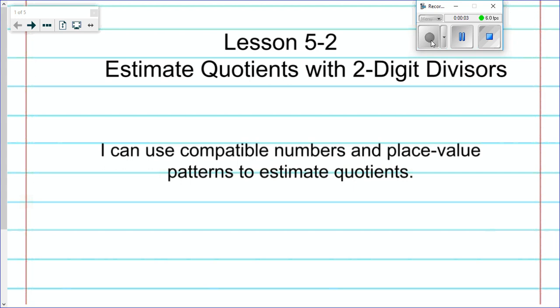Hi, welcome to Lesson 5-2, Estimate Quotients with Two-Digit Divisors. Our I can statement is that I can use compatible numbers and place value patterns to estimate quotients. Please write the lesson title and I can statement in your math journal.